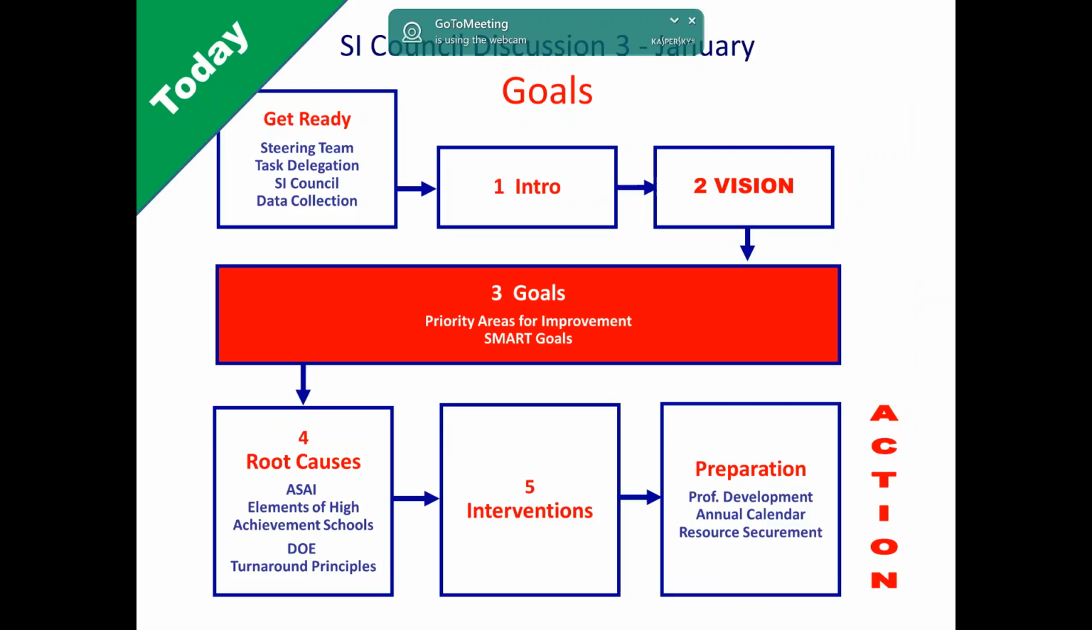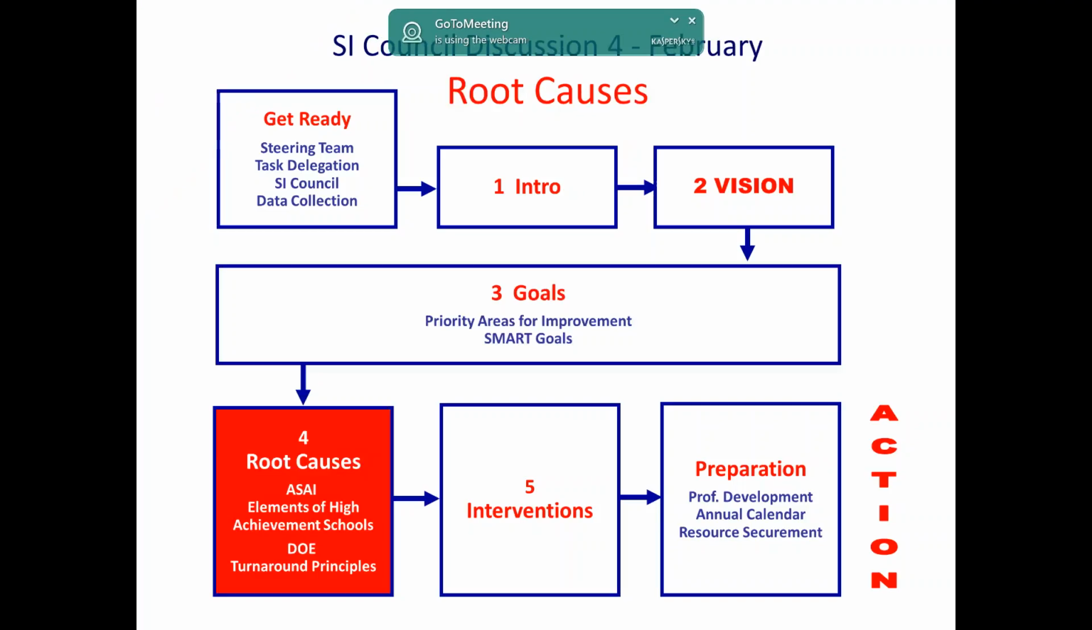Okay, so today we're going to talk about goals and two levels of goals. One, your priority areas for improvement, your PAIs, and then two, your SMART goals. And then just looking forward, once we know what your goals are, then we'll start to explain what's getting in the way of reaching those goals. Those are your root causes. Our online system actually makes it impossible for you to enter a root cause until you've got your goals approved by us, because your root causes are specific to your goals.